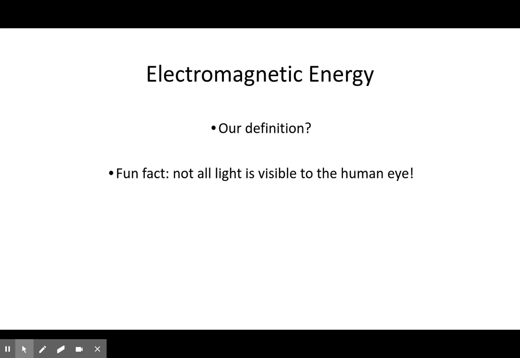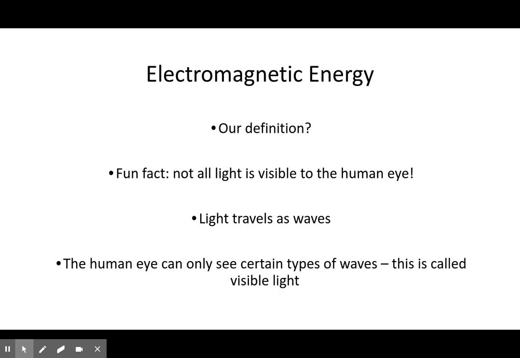Not all light is visible. In fact, most light is not visible to the human eye. The human eye can actually only see a very small range of light. Light travels as waves, and the human eye is designed to only see certain wavelengths. We call this visible light.